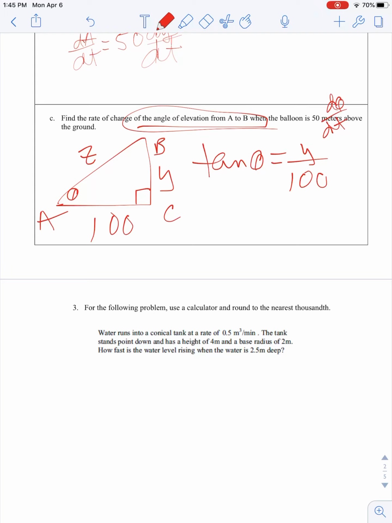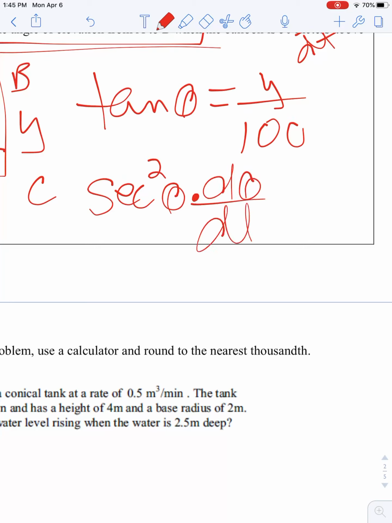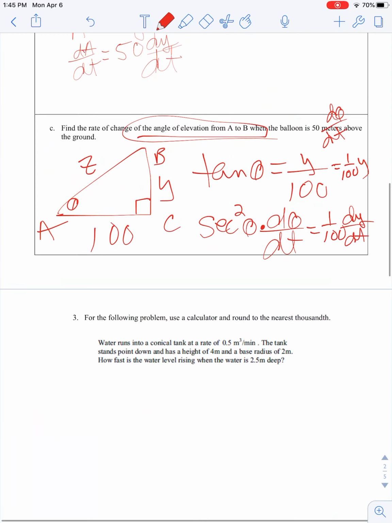Remember, we're taking the derivative with respect to time. Derivative of tangent is secant squared theta times the derivative of theta, which is d theta/dt. Derivative of y over 100. Remember, you could write that as 1/100th y. So it's just going to be 1 over 100 dy/dt. We know dy/dt. You can plug everything in and solve from there. Okay.